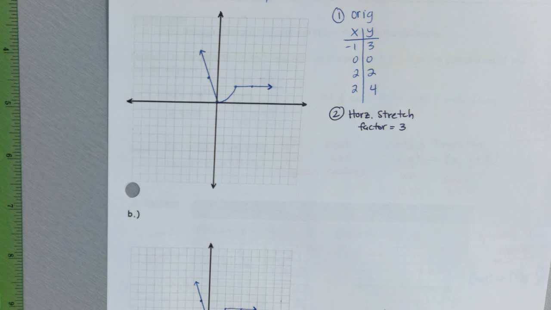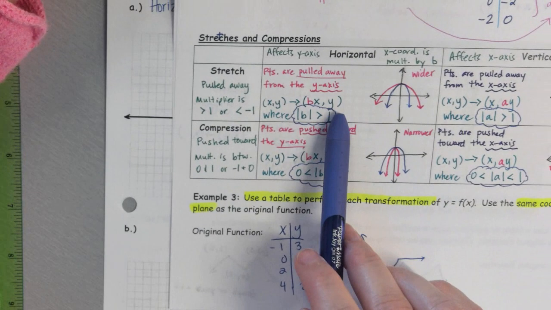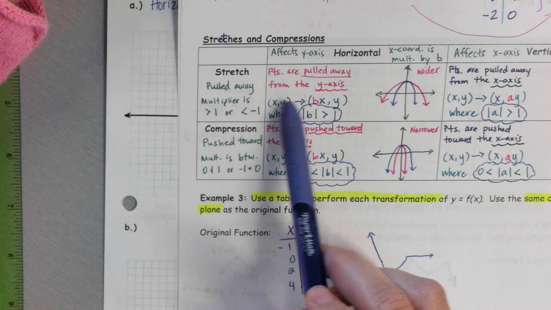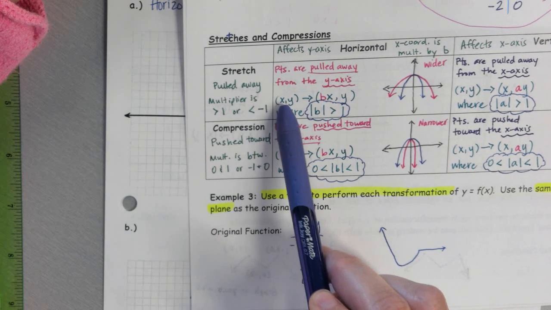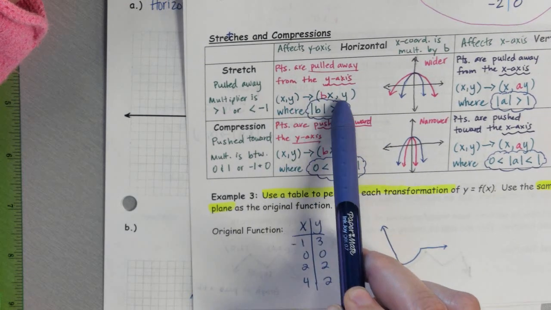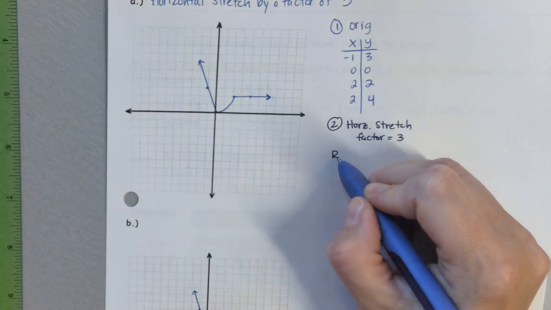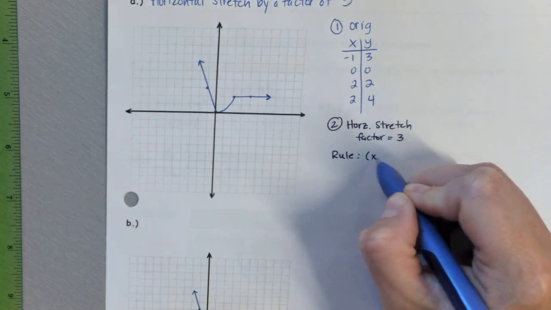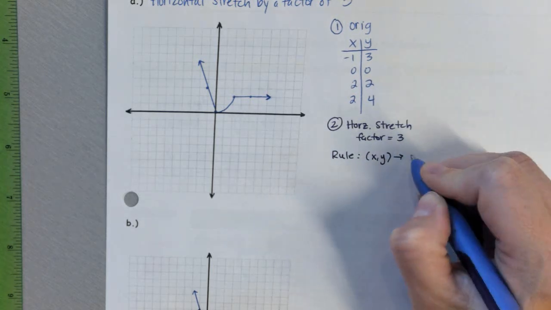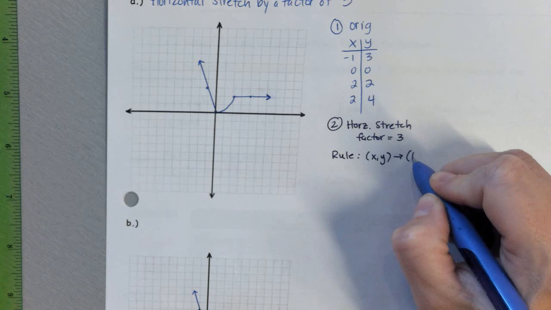So if I go to find my rule, all I have to do is look on my chart for the horizontal stretch, which is my first box here. So the horizontal stretch, this is my rule. (x, y) goes to (bx, y). So we're just going to write down the rule, okay? (x, y) goes to (bx, y).